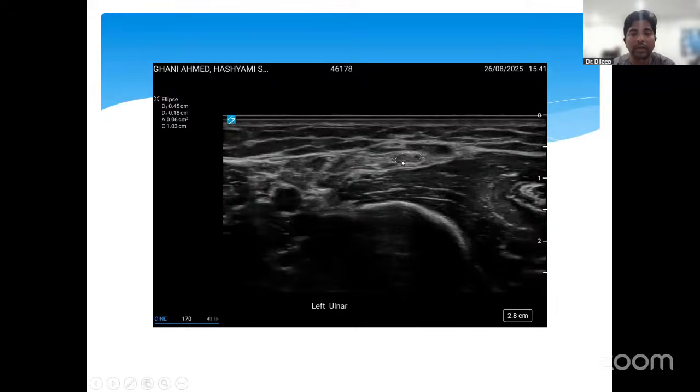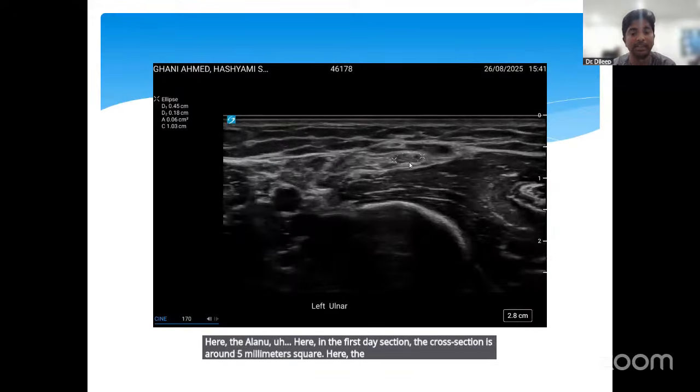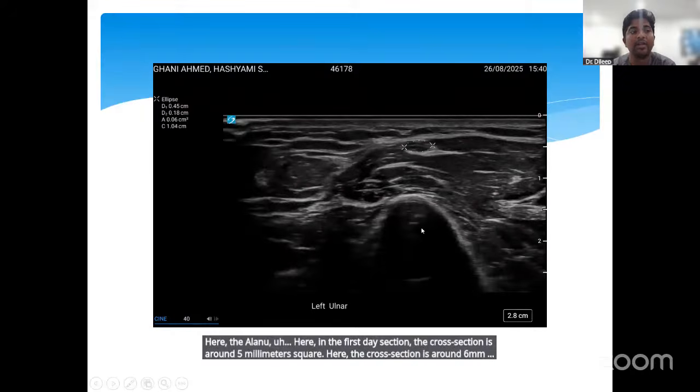Here is the ulnar nerve. In the first section, the cross section is around 5 millimeter square. Here the cross section is around 6 millimeter square. This is at the level of the elbow, just above the level of the elbow.